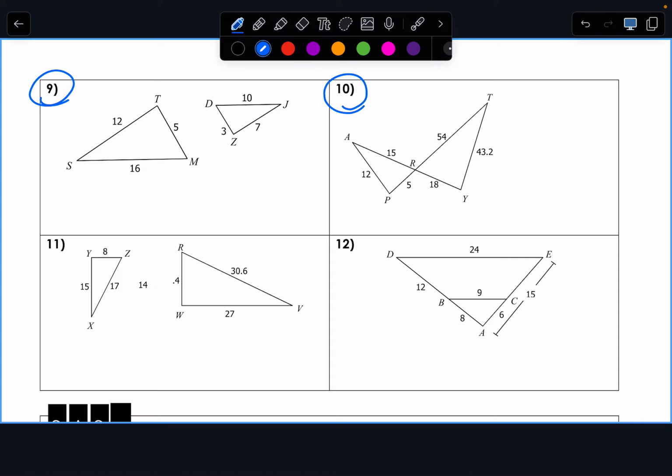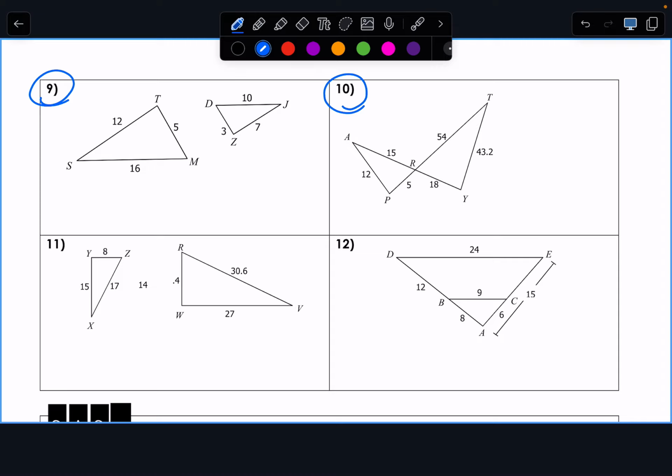Number 9 is a no, because 7 is larger than 5. It's not the same side. You have to rotate it. 16 goes to 10, 12 goes to 7, right? Yes, but it's still not correct.